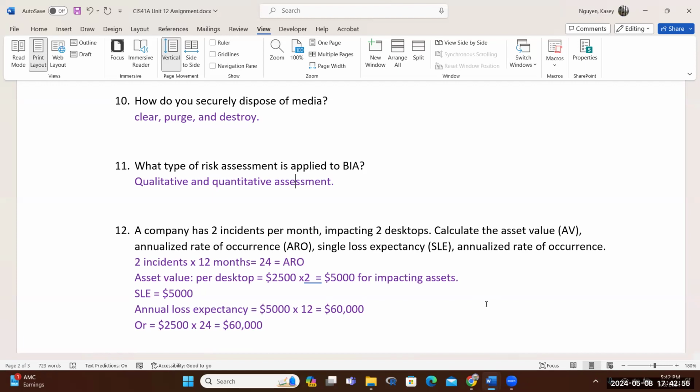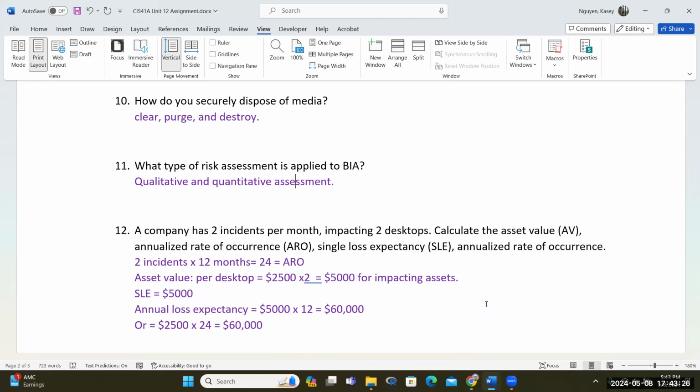$5,000 per month that we lose. So a single loss expectancy, your SLE, is $5,000 because it's 2 computers per incident, right? That's a single loss expectancy. We expect to lose 5,000 per month. And then you multiply that by 24. I'm sorry, by 12, then you get 60,000.